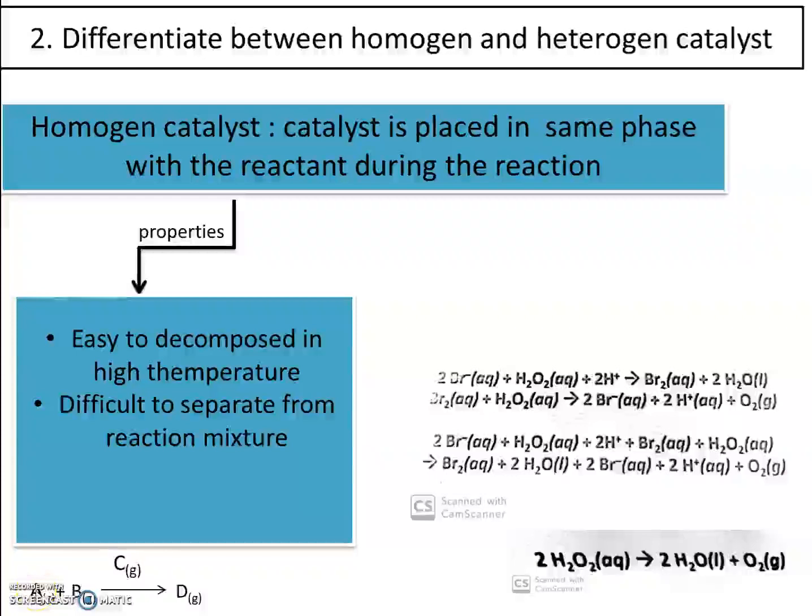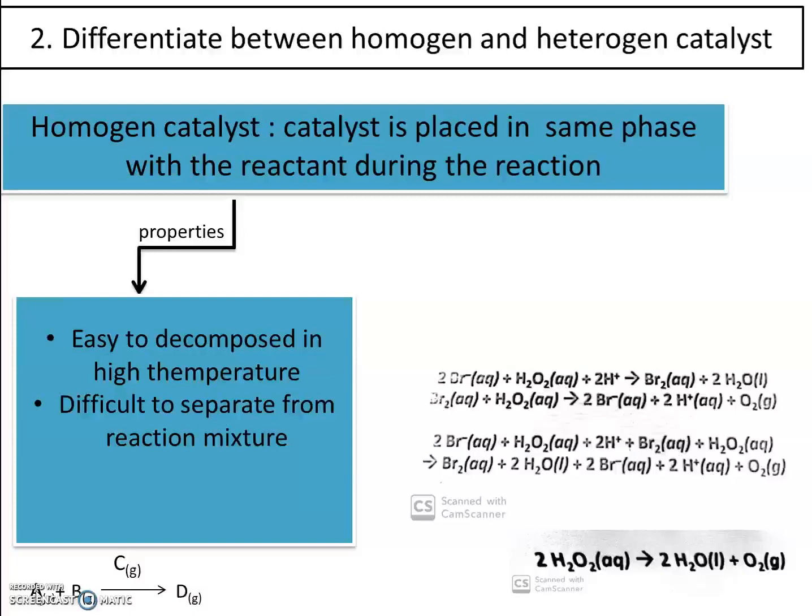Okay, thanks to the moderator, and now I'm Nia, and I want to continue with the next material, which is about homogen and heterogen catalyst. So the first one is homogen catalyst.